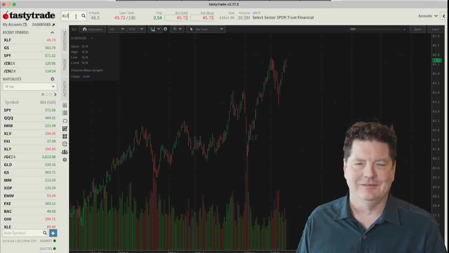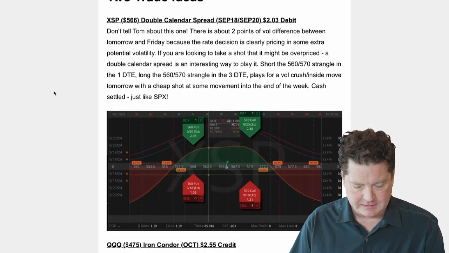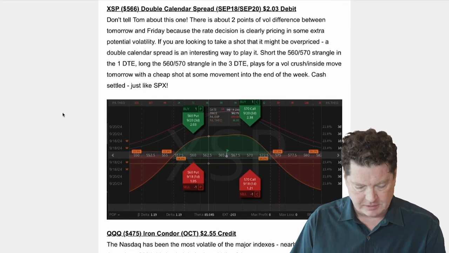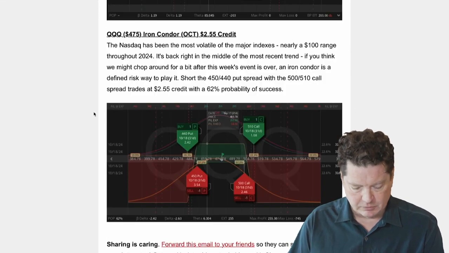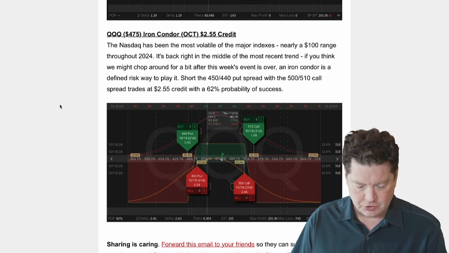Okay, the Fed cut interest rates for overnight borrowing and lending among banks. Big deal. How am I going to make money? Well, one of the things the guys are looking at, a couple of trade ideas. One was the XSP double calendar. That already expired, the XSP. Basically, that would have made some money. What they're also looking at is an iron condor in the Qs.